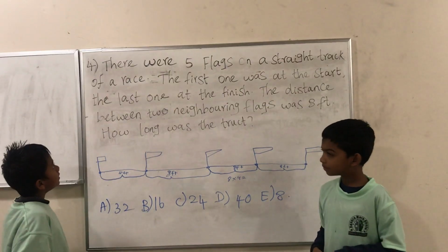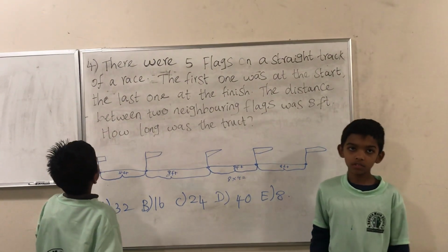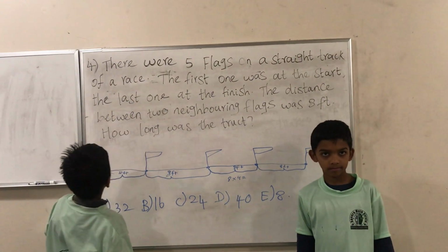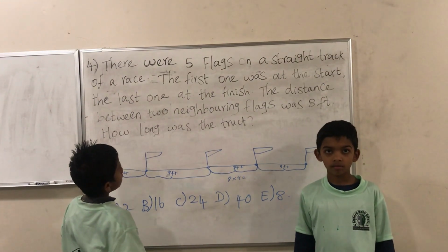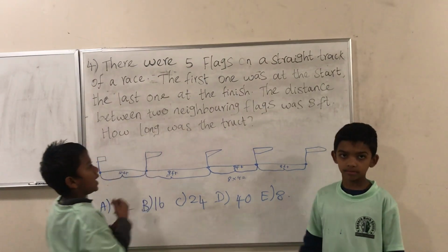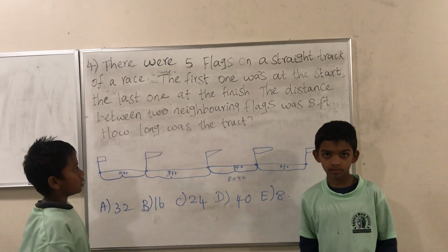We're going to do problem number 4. There were 5 flags on a straight track of a race. The first one was the start and the last one was the finish. The distance between 2 neighboring flags was 8 feet. How long was the track?